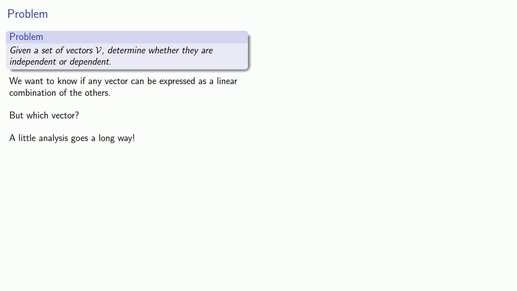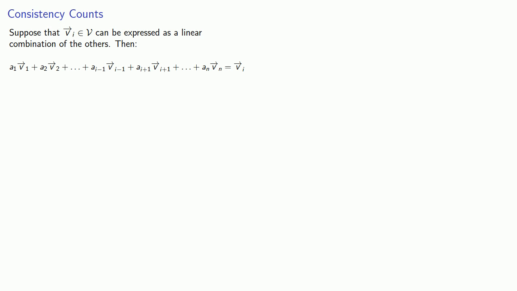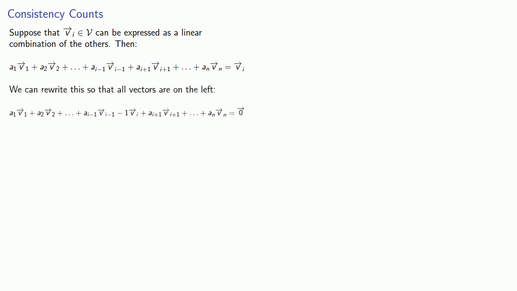Again, a little analysis goes a long way. Suppose that one of our vectors can be expressed as a linear combination of the others. Well, I can write down the equation, and I can rewrite it so that all vectors are on the left. And buried someplace in here, we have this minus 1 times our vector that can be expressed as a linear combination of the others. So what can we do next?